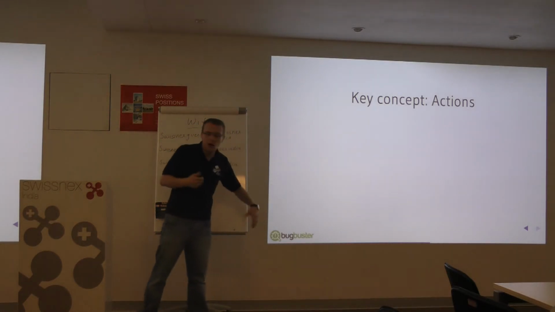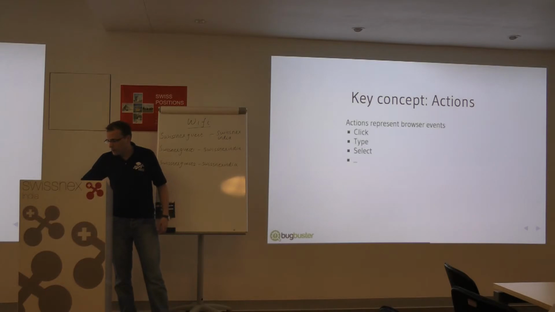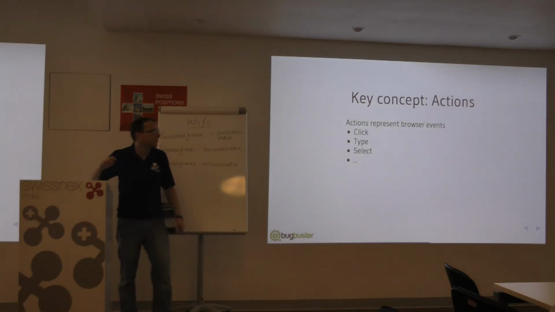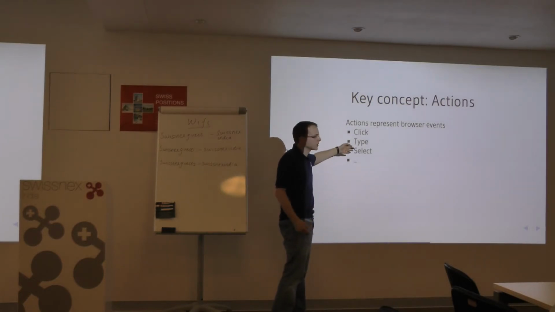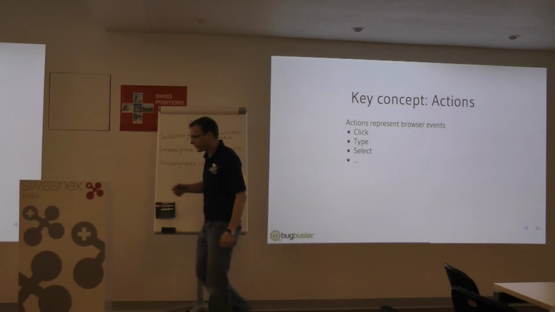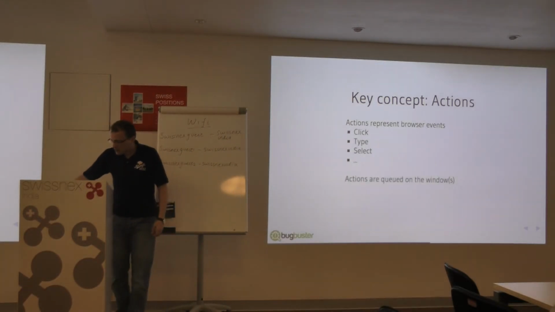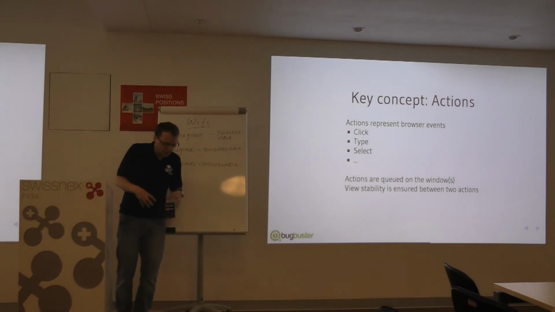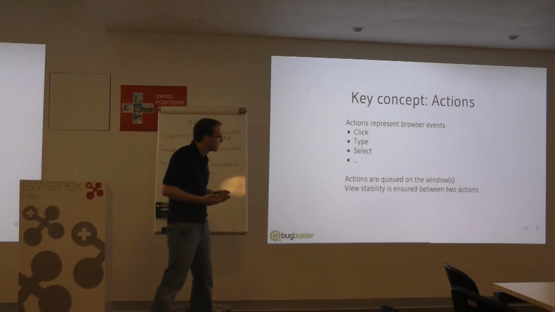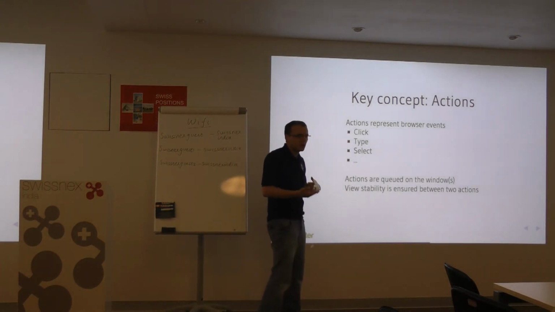The first one is actions. This one is fairly easy to understand. You can ask the robot to do some action. You can ask it to click, type, select, and do other actions. The difference with WebDriver is that those actions will be queued per window. And the robot will wait for the view to stabilize between two actions.